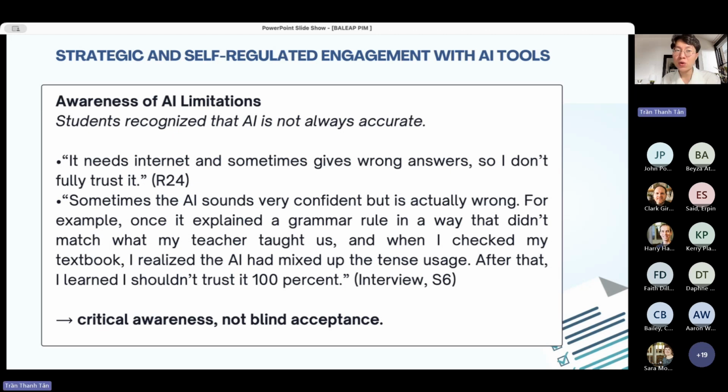Besides, the students also have a good awareness of AI limitations. So you can read here, the students recognize that AI is not always accurate. For example, in reflection 24, the student shared that "it needs internet and sometimes gives wrong answers. So I don't fully trust it."